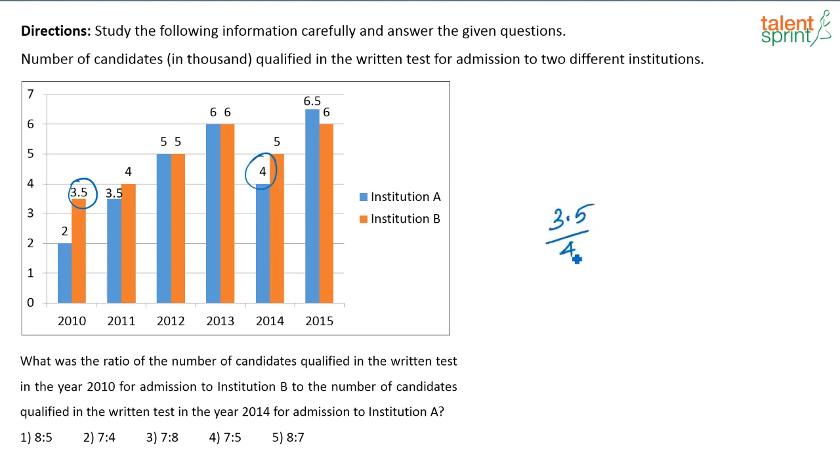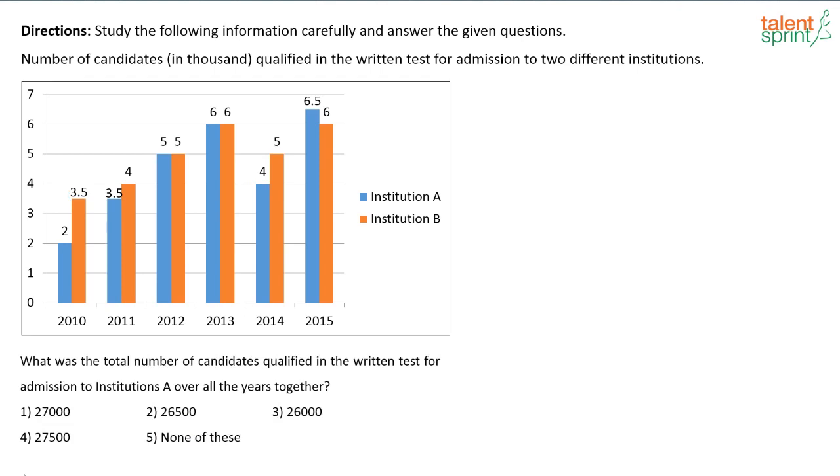3.5 by 4. Multiply both numerator and denominator by 2, so that we can remove the point. What will you get? You will get 7 by 8. Correct? That is option 3. Very easy question. Next one. See, this whole set you should have attempted in the examination and you should have got it correct also.